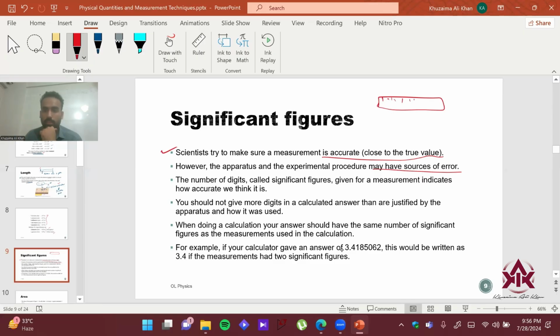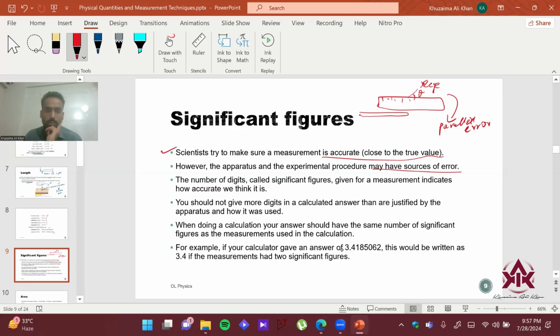Let's say this is the actual rod whose length you want to measure, and you're looking at the length from here. You might read this value at a particular theta angle, and this will introduce parallax. So your reading will not be perfect. It will contain some errors.